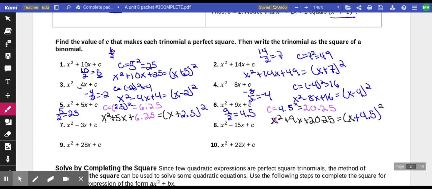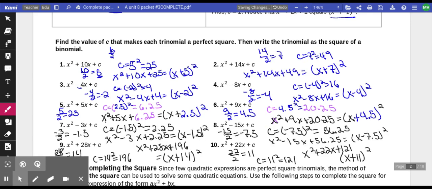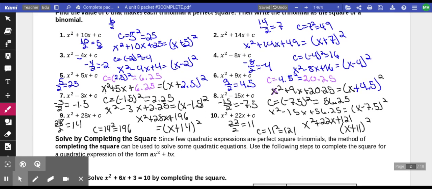So go ahead, if you need to, fix 7 through 10, come back and check them. When I finish those up, 7, I do negative 3 divided by 2, which gives me negative 1.5. C then is 2.25. So then my equation is x squared minus 3x plus 2.25, which equals x minus 1.5 quantity squared.